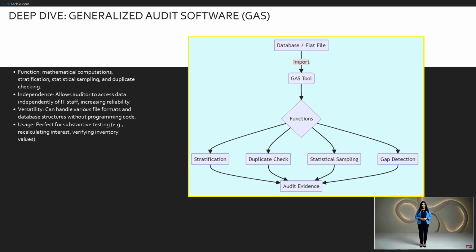Here's the GAS workflow. We start with raw data from a database. We import it into the GAS tool. Inside the tool, we execute specific functions: stratification to group data, duplicate checks to find errors or fraud, statistical sampling for testing, and gap detection for missing sequence numbers. All these functions output robust audit evidence.